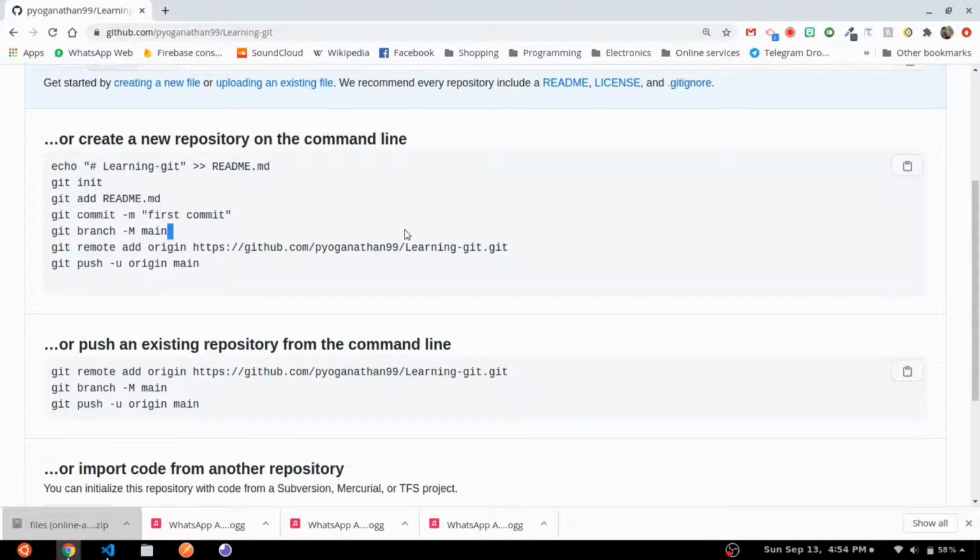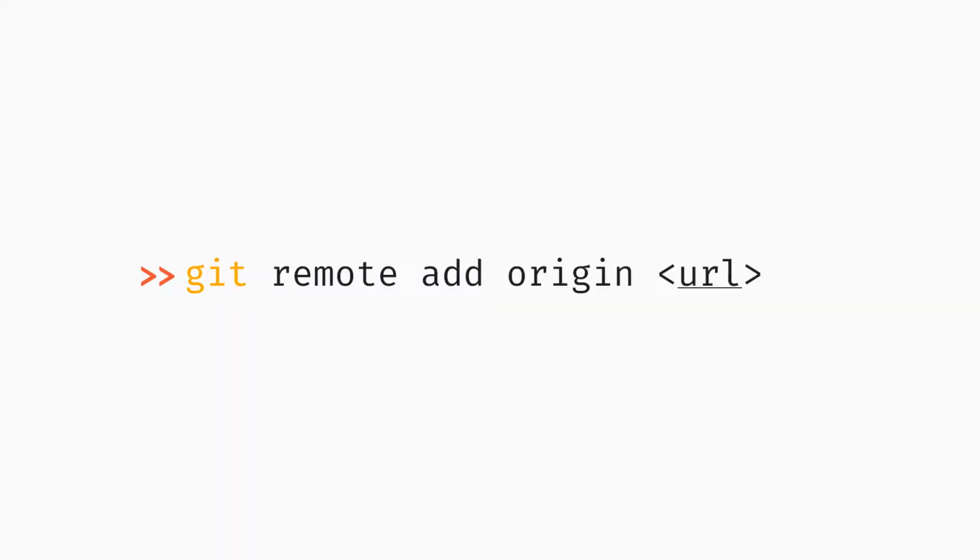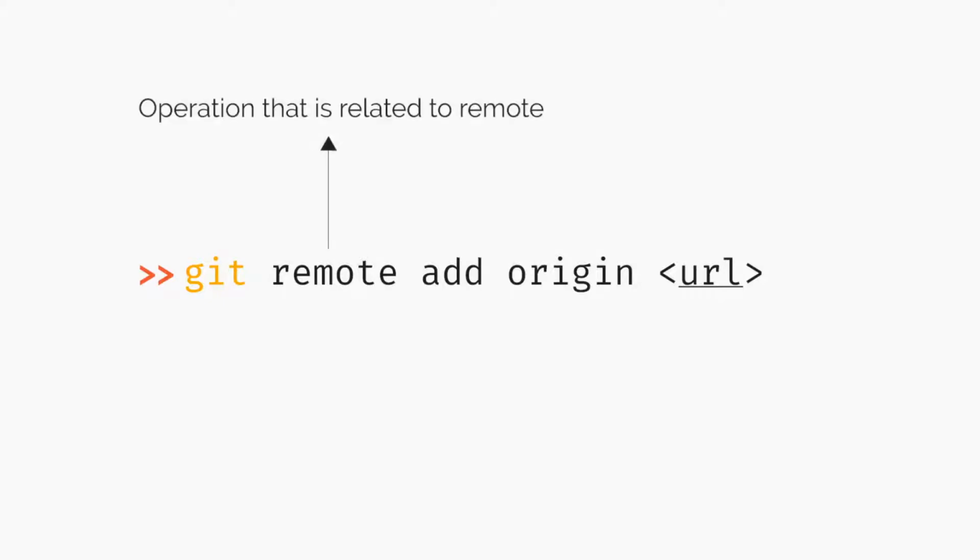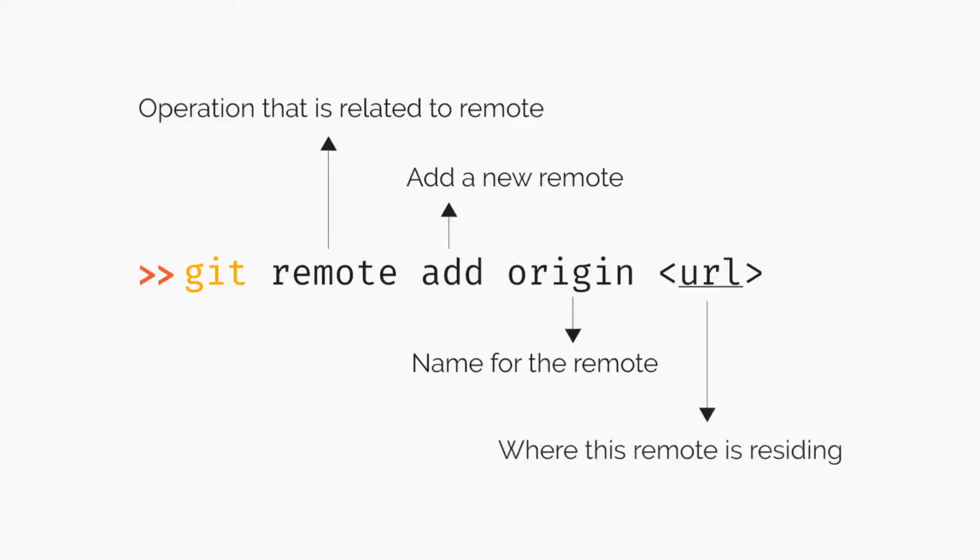So next is our main command. Let me break this down for you. git remote add origin, followed by a URL. Remote means that it is an operation that is related to remotes. Add means that we are going to add a new remote, origin is the name for the remote, and the URL is where this remote is residing. So I'll execute this command.